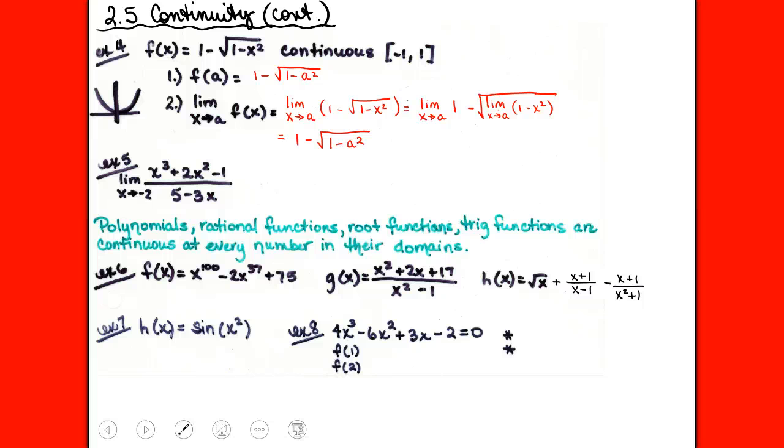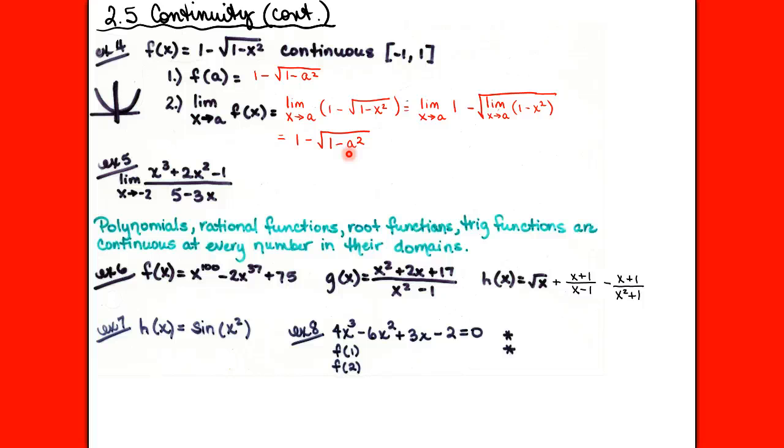So I could go through then and say the limit of the constant is the constant, and for the limit of the polynomial, I can use direct substitution, so I can put a in the place of x. So that would be the square root of 1 minus a squared. If I could simplify that, I would, but I can't simplify that down any further.